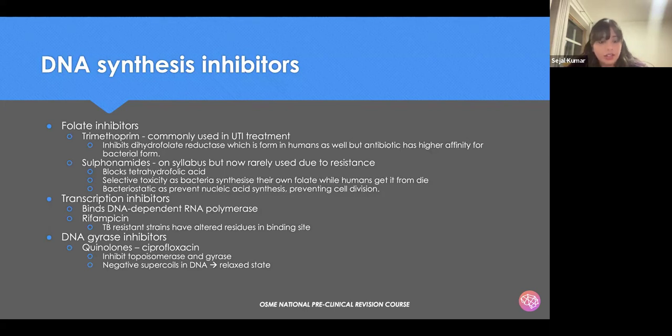So you also have transcription inhibitors. These bind to DNA-dependent RNA polymerase. And then you have DNA gyrase inhibitors. These can prevent coiling of DNA, leading to a relaxed state, I think. So basically it's preventing DNA synthesis, essentially.